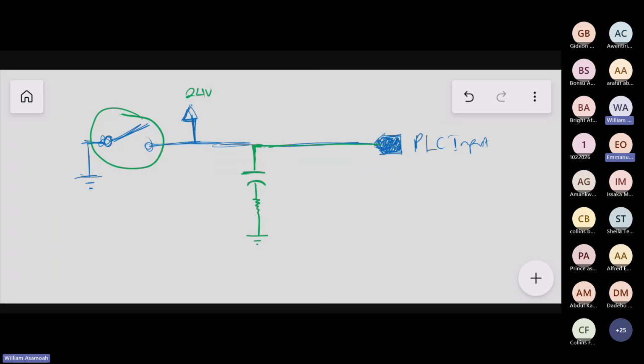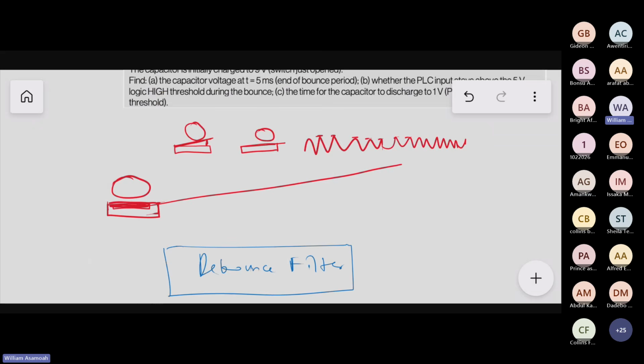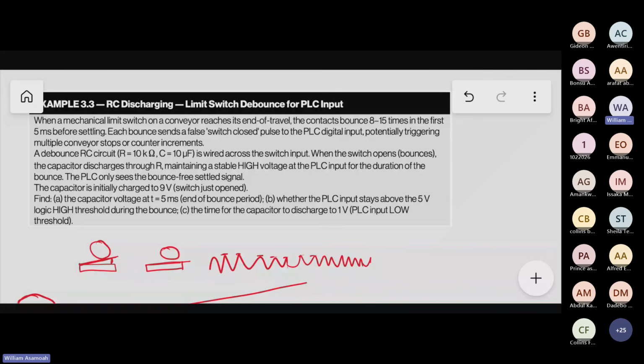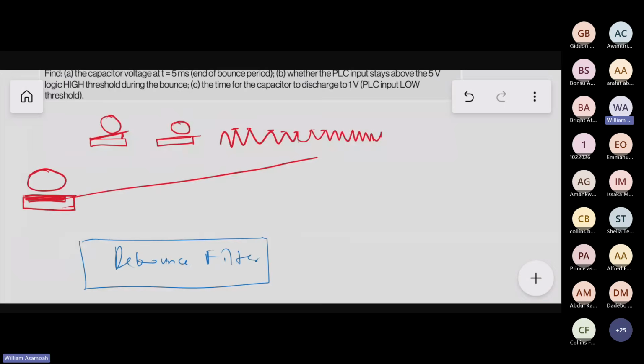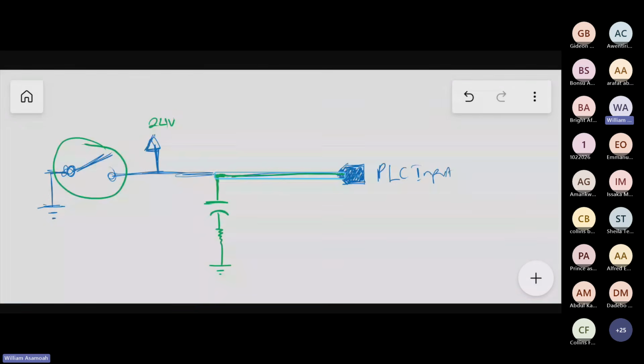Great. So we use a debounce capacitor to prevent this thing from happening. Please, do we understand? Yes, sir. Great. Now, let's go back to the question. The question is asking us about a debounce RC circuit of resistance 10 kilo ohm and 10 microfarad. So we are given that this is 10 microfarad and here is 10 kilo ohm.